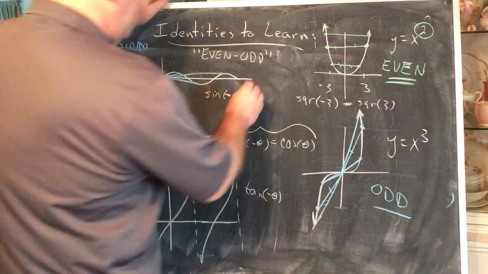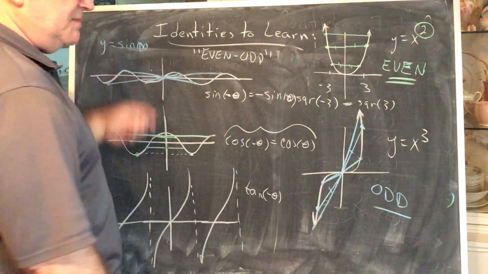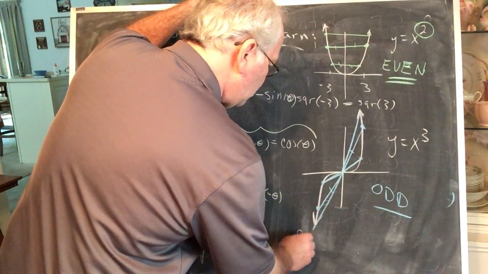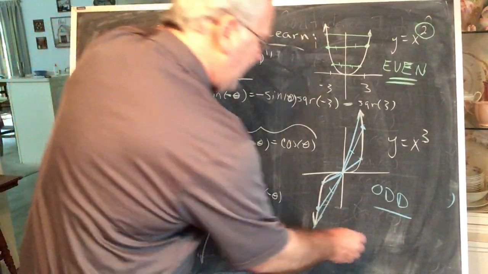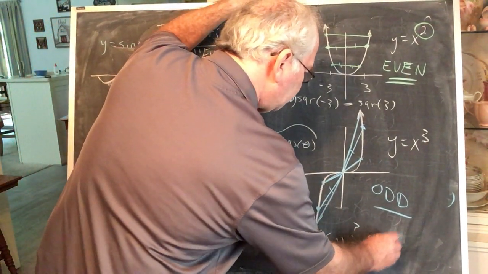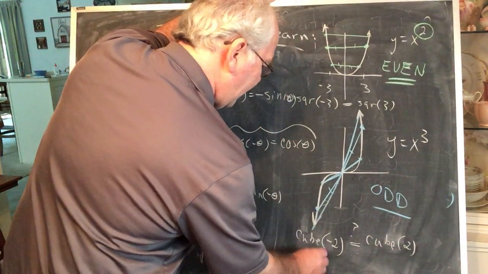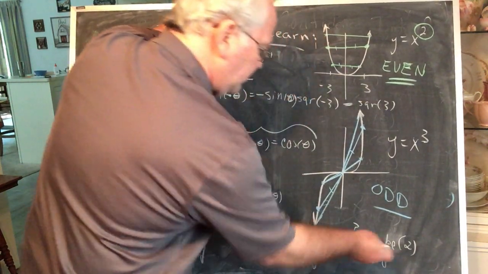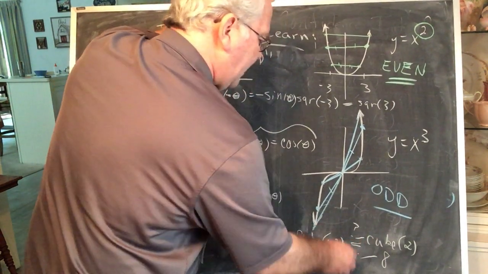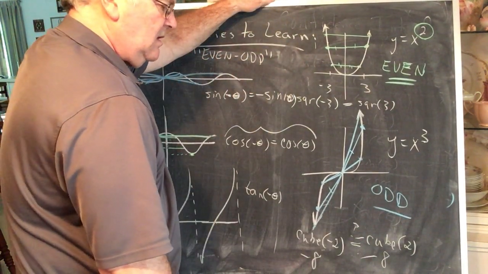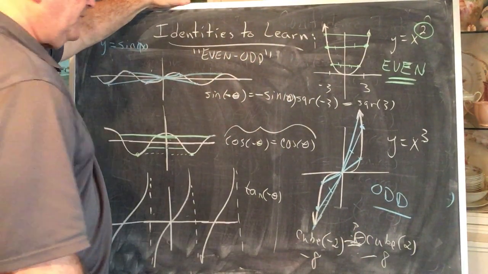And so we can say that sine of negative theta is negative sine of theta. And here's where that comes into play. What is the cube function of negative 2? Is that equal to the cube function of 2? Well, no, this is negative 8. This is positive 8. Those are not equal. What do you need to do to make this equal? If you make this negative and make that negative, then yes, they are now equal. And so cube of negative 2 is equal to the negative cube of 2.